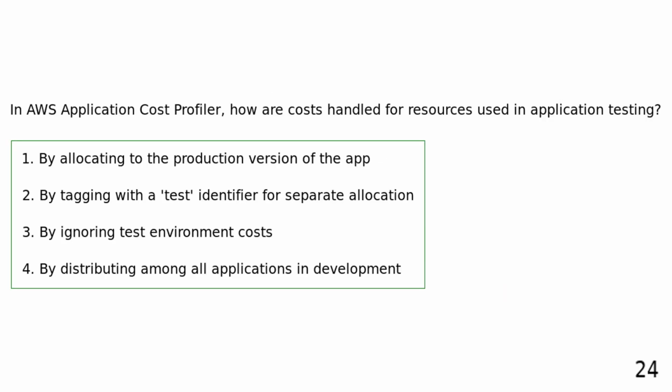In AWS Application Cost Profiler, how are costs handled for resources used in application testing? By allocating to the production version of the app. By tagging with a test identifier for separate allocation. By ignoring test environment costs. By distributing among all applications in development.